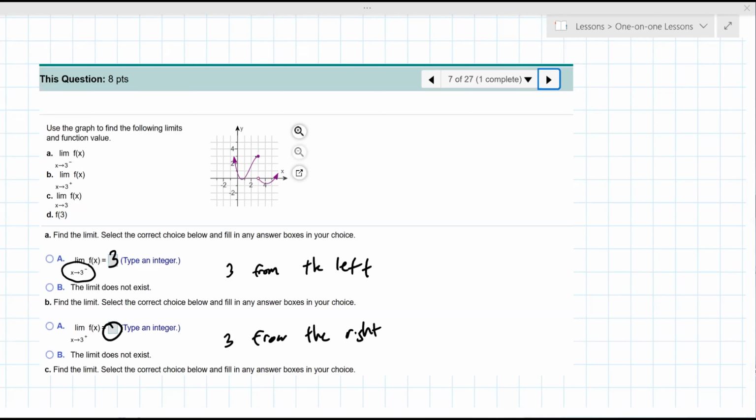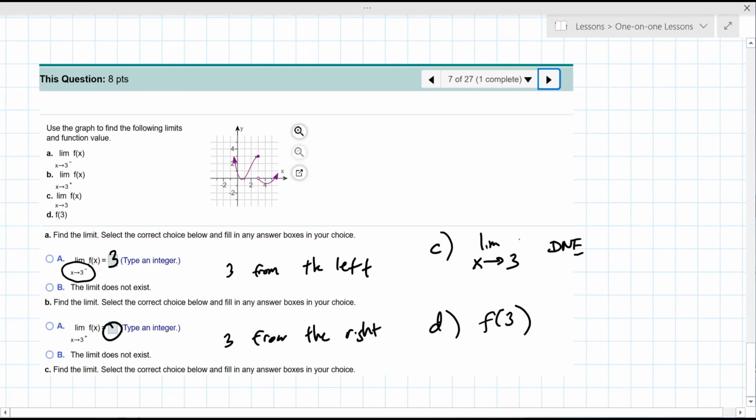So I'm going to just write them here so that it can get to view. C says the limit as x approaches 3. These need to be the same for that to be true. It does not exist. D is asking for the functional output at 3, which is different than C. It's just asking where is it filled in? It's right there. It's 3.